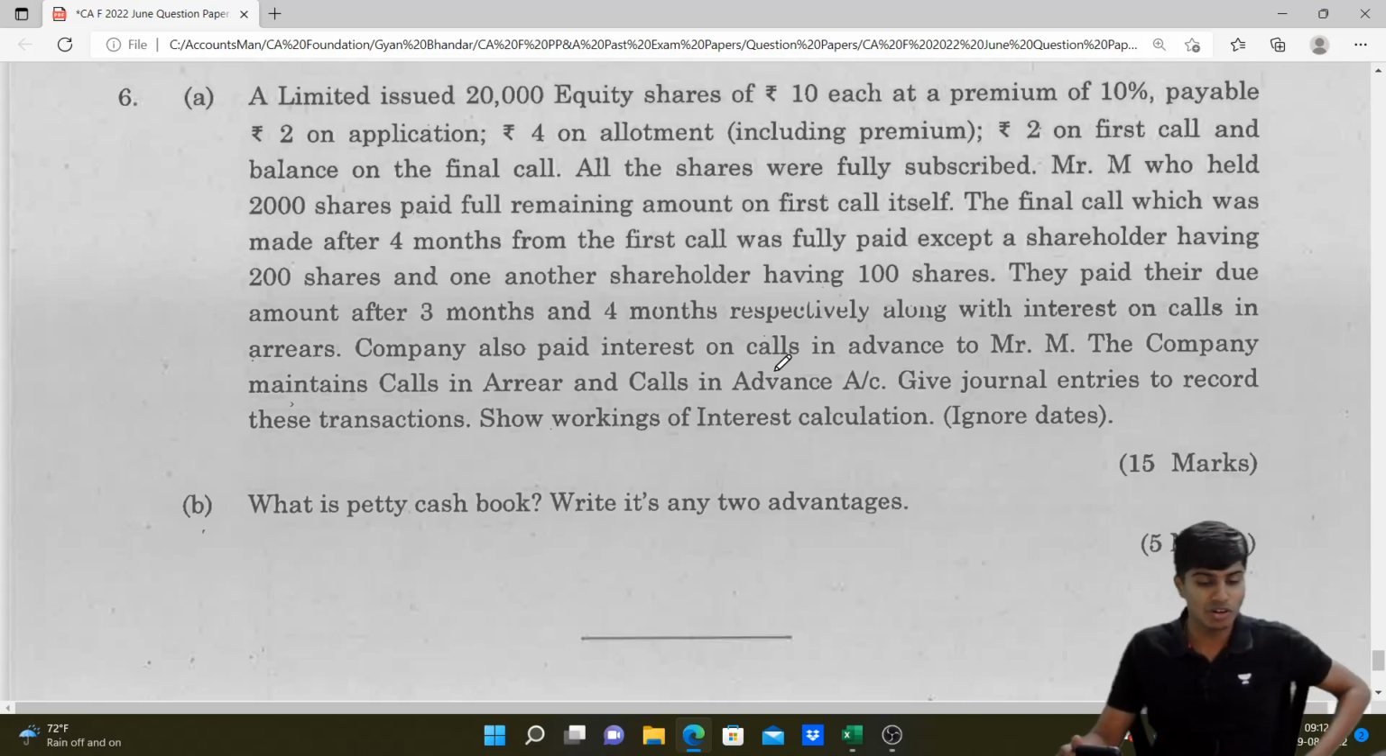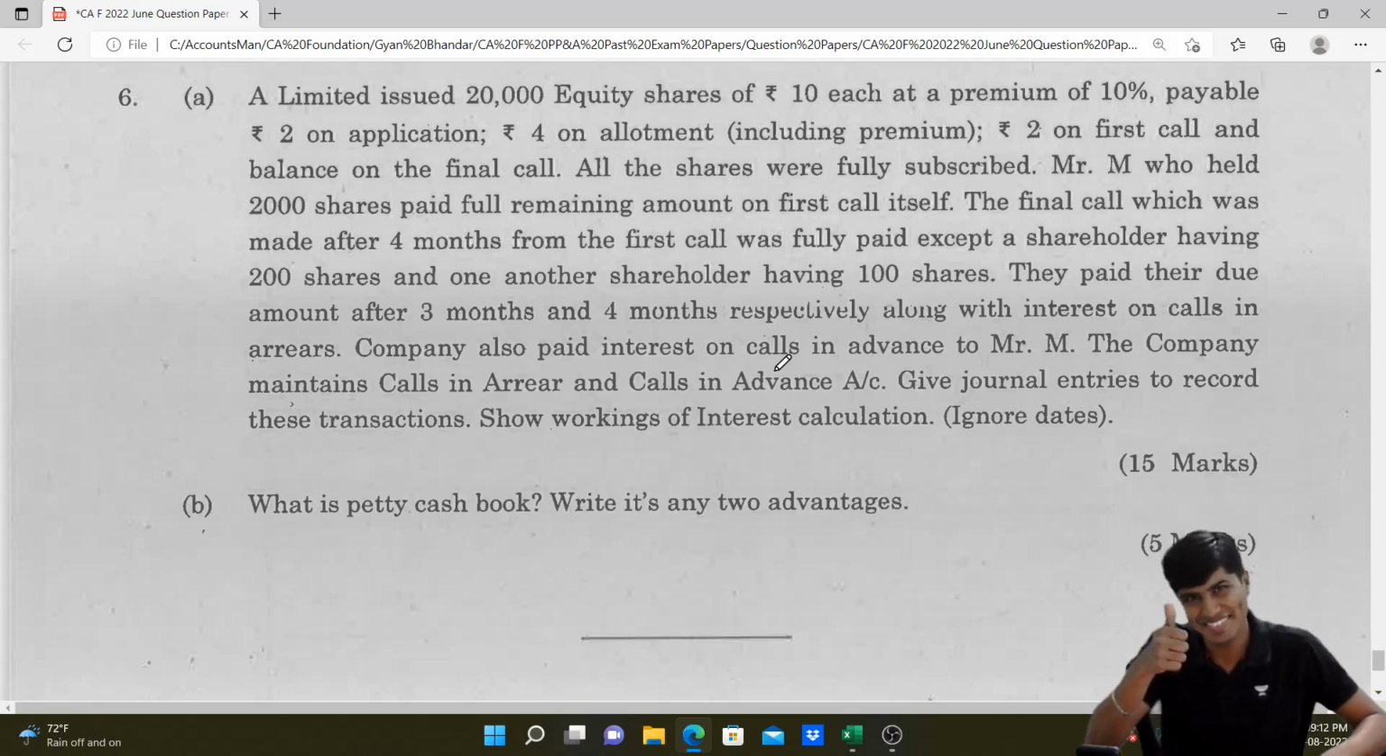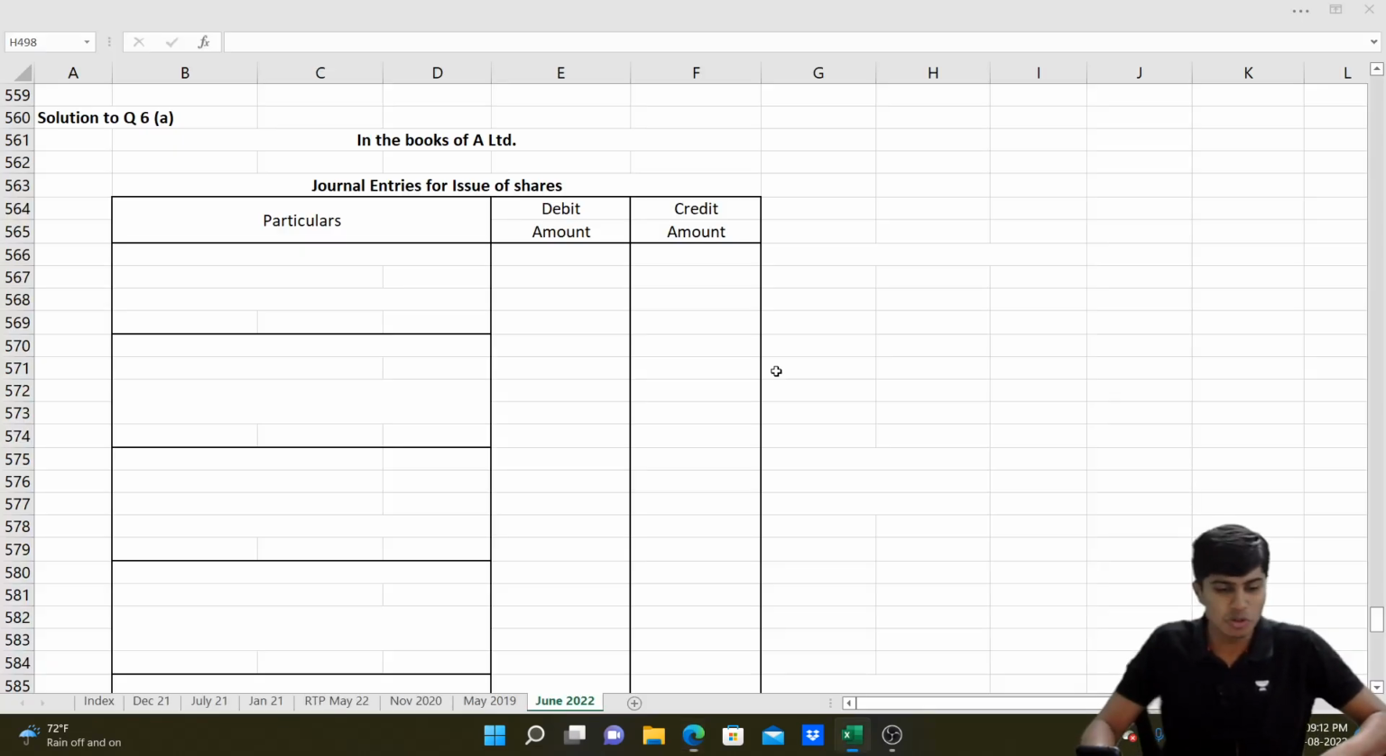Give journal entries to record these transactions. Easy. Let's start writing accounting entries for this case. Shall we? Fantastic. Come on. In the books of A Limited, journal entries for issue of shares.